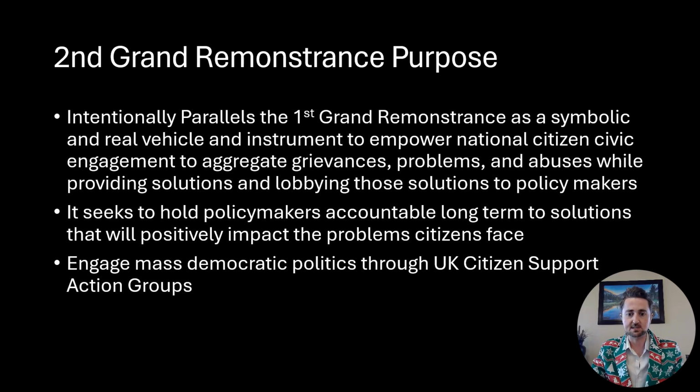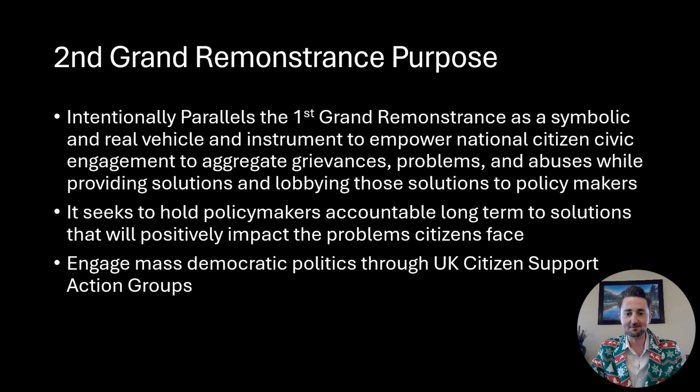It's symbolic in the sense that the First Grand Remonstrance is not just the symbolic instrument, but it becomes the real means by which Parliament becomes the primary decision-making authority. And it is symbolic that the people in aggregate and collective are asserting to Parliament as a reminder that their sovereignty is the source of political decision-making authority.